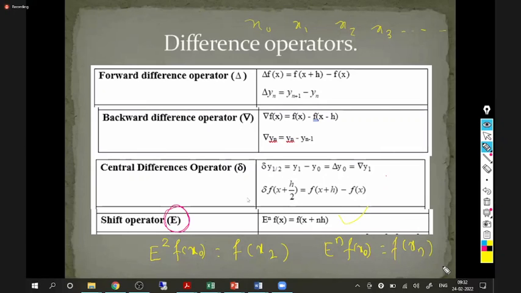Okay, so that is about the 4 operators. All the 4 definitions you have to remember, definitions of these operators.